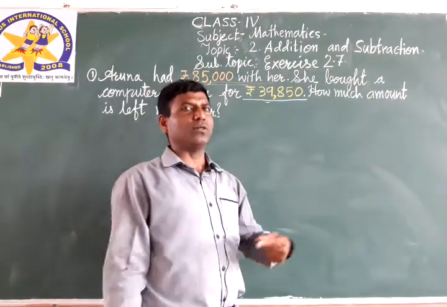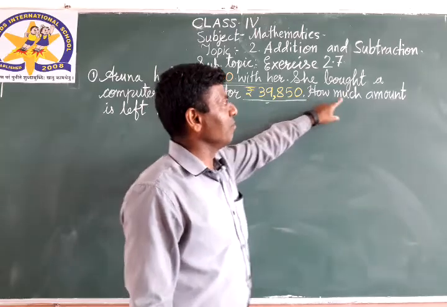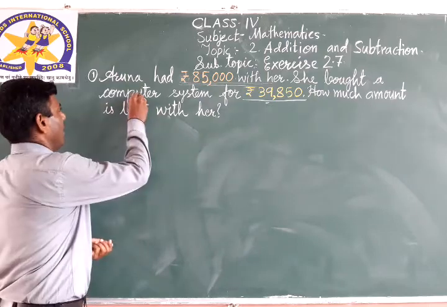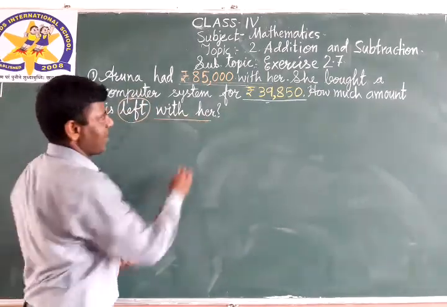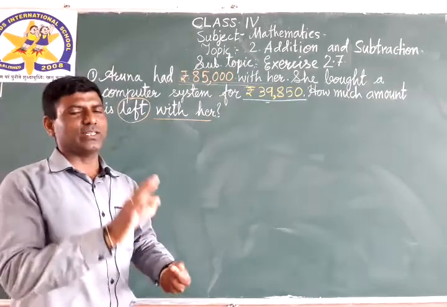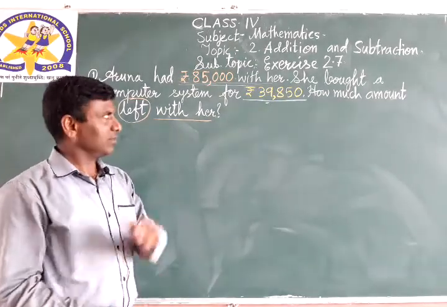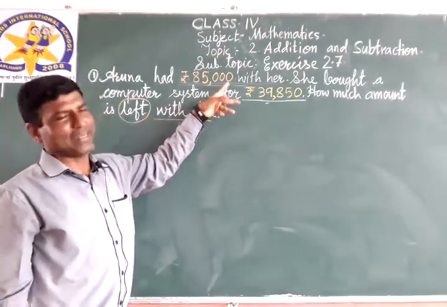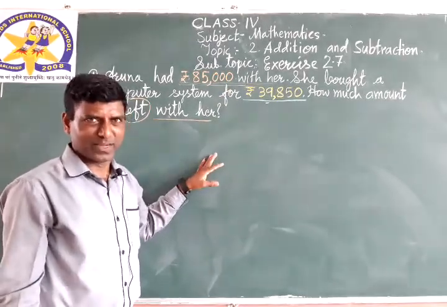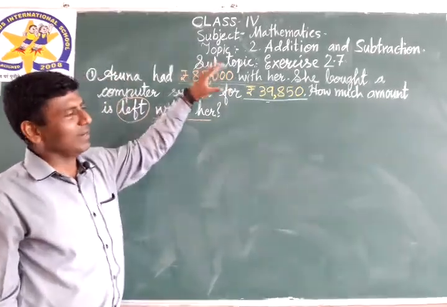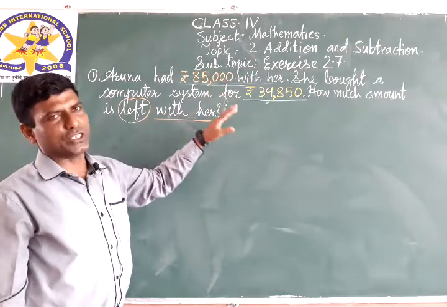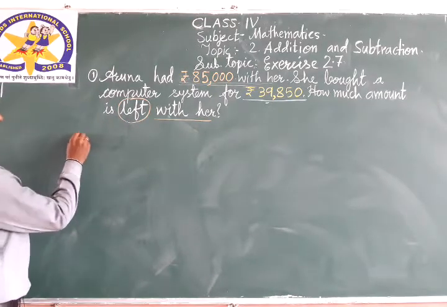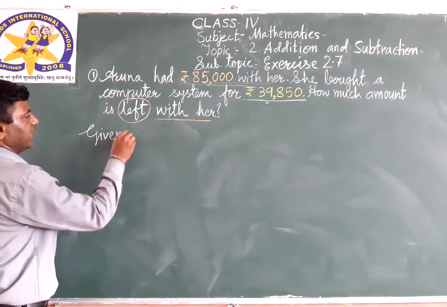Now what is to be found out? See, how much amount is left with her. How much amount is left with her is a clear indication that we'll have to subtract here. Subtraction is the operation. Understand? So first we will write what is given in the problem and what is to be found out. See. First, given. This is very important.